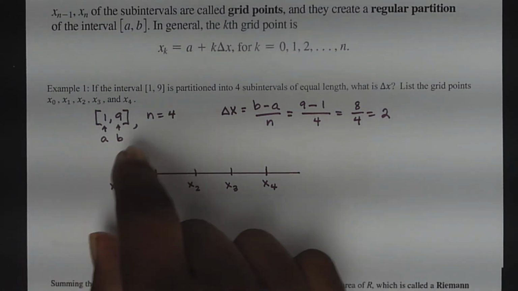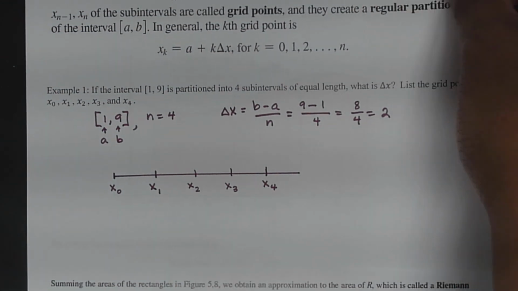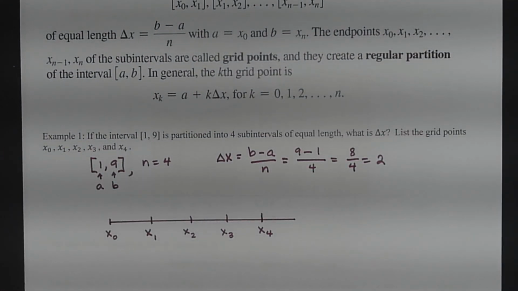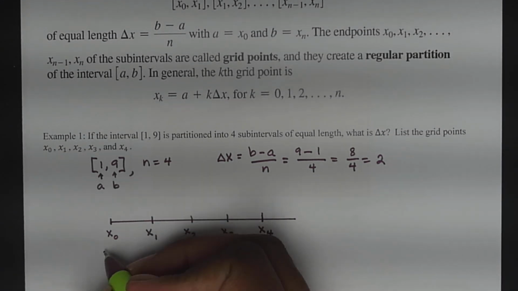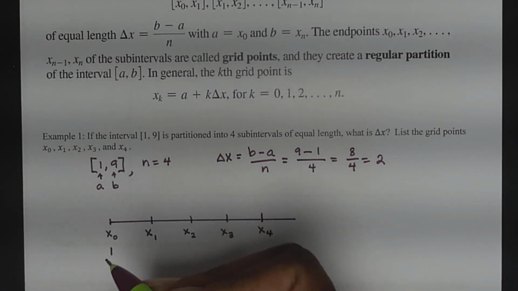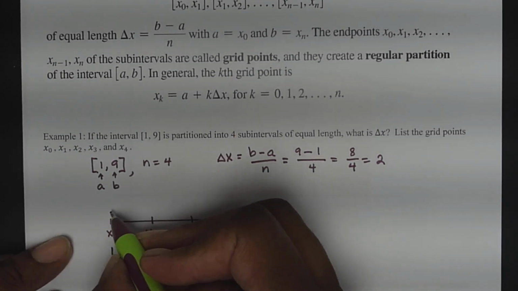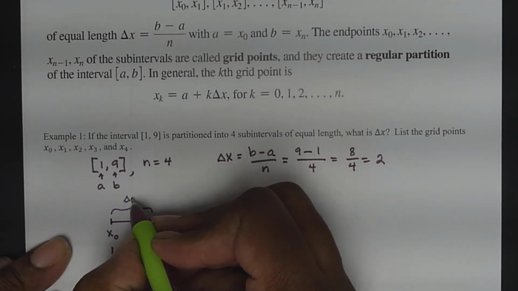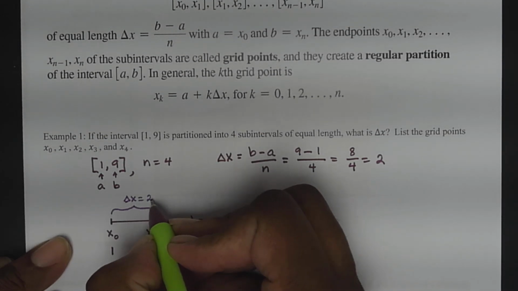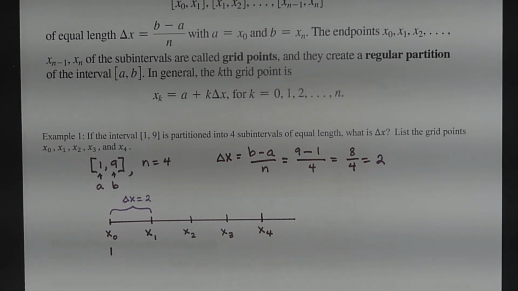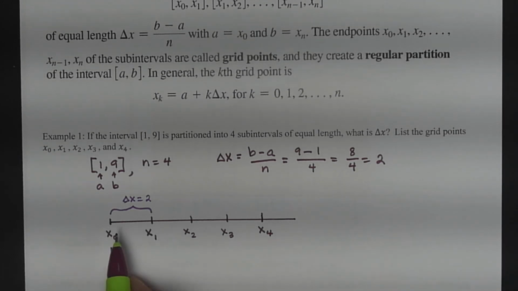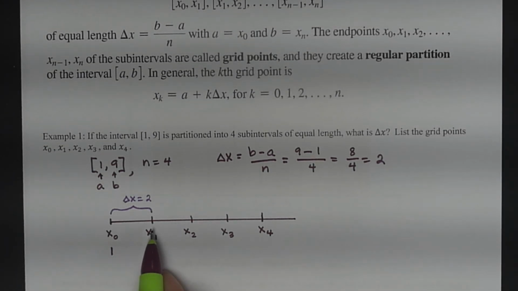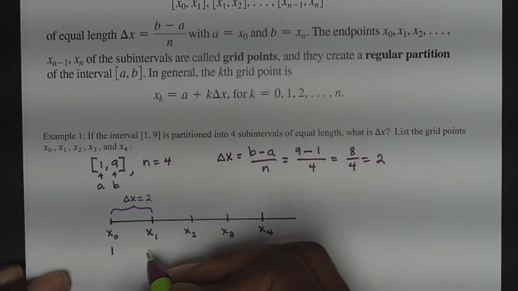And according to this, your x of 0 is going to be, in this case, a. And a is 1. So if I start off with the 1 right here, that's your x of 0. And from x0 to x1, that represents delta x. And delta x, we already found out to be 2. So we're going to have an equal length of 2. So if x of 0 starts at 1, then x1, adding 2 plus the 1, you're going to get 3.